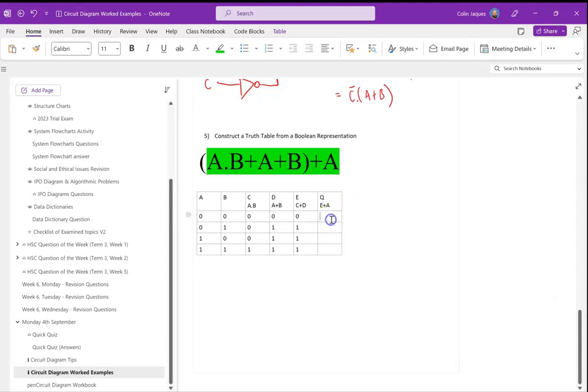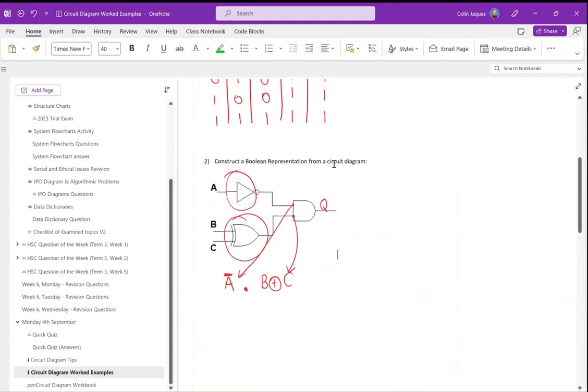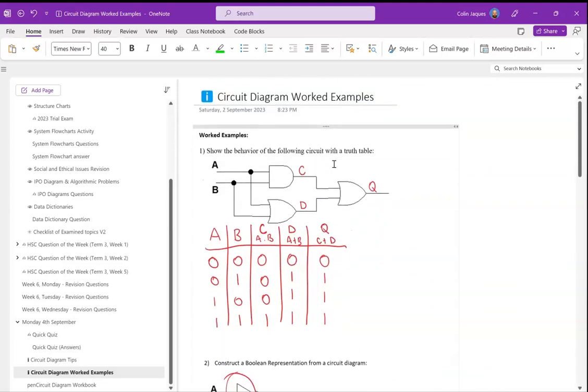A. So I'm just going to go this column plus this column. Okay, so that's 0, 1, 1, and 1. And you can see here that this particular equation could be simplified down to a simple OR gate, and you could do the Boolean algebra to work that out. So look, that's just a recap of some worked examples on how to really nail these circuit diagrams.